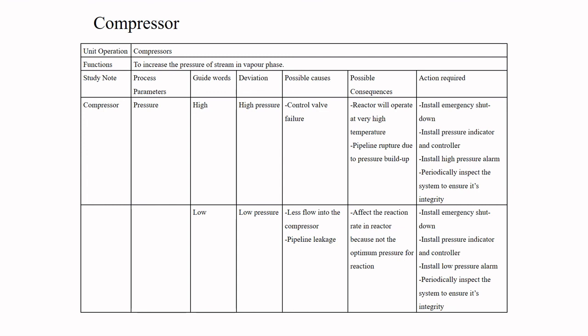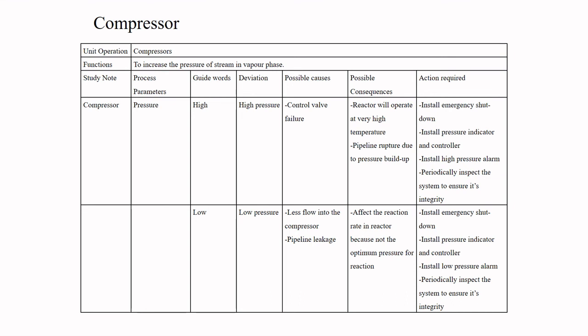Okay, now we move on to the compressor. For the compressor, the process parameter is pressure. Okay, the deviation is high pressure or low pressure. As for high pressure, the possible cause is control valve failure. The consequences are that the reactor will operate at high temperature, and also pipeline rupture due to the pressure buildup. The action required is to install an emergency shutdown, install a pressure indicator and controller, and install a high pressure alarm. Periodically inspect the system to ensure its integrity.